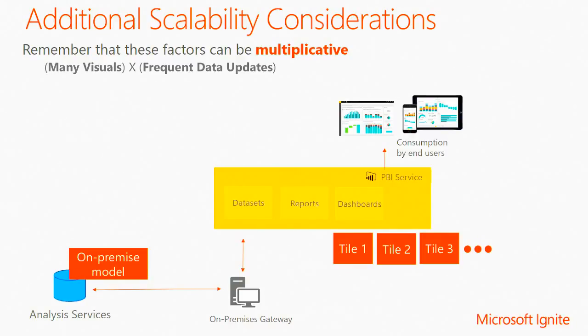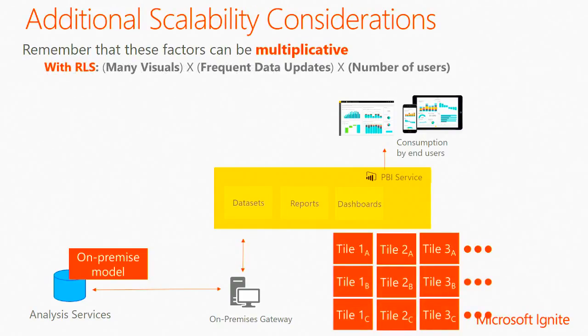But suppose you turn on RLS, row-level security, such that you have different segments of your population seeing different things on their dashboards. In that case, we're going to be making multiple requests to that cache for each segment of that population, because they're going to be seeing different things. We need to have different caches for those. In the extreme case, if every individual user is seeing different things, we're going to be making a cache request every 15 minutes for those individual users. And so, again, this can quickly multiply to increase the load on SSAS.